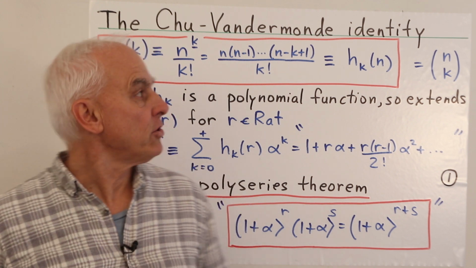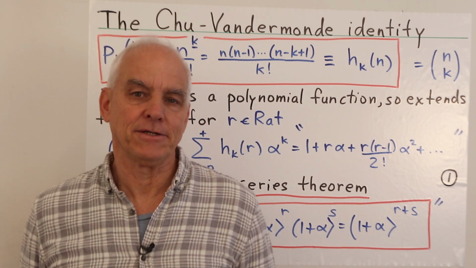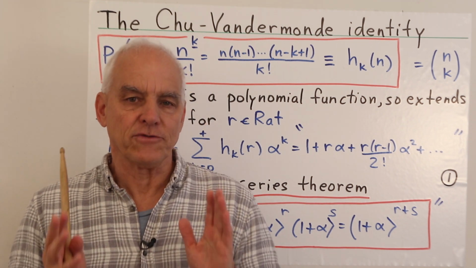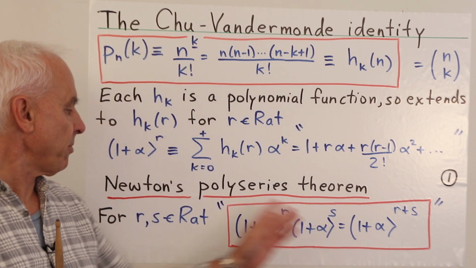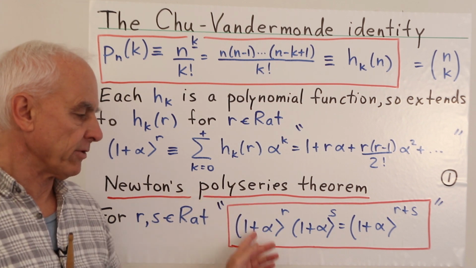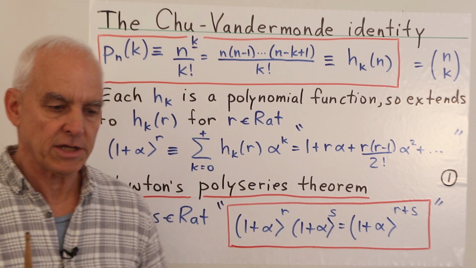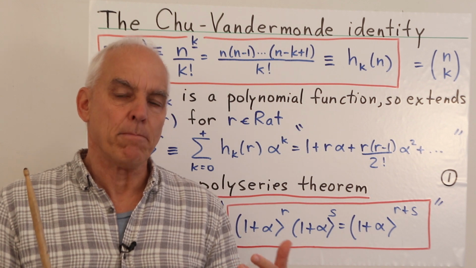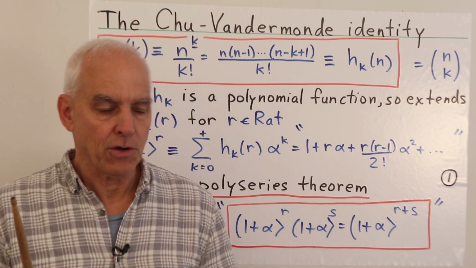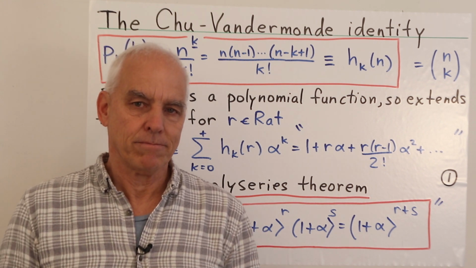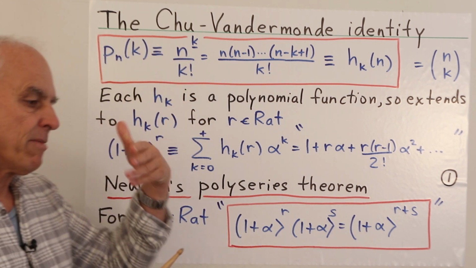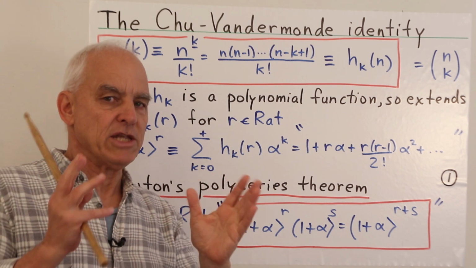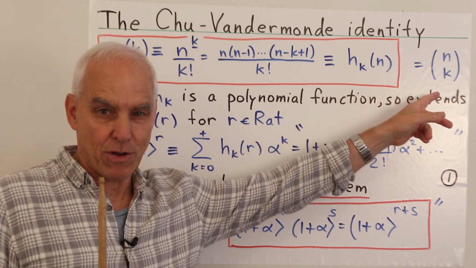We're going to talk about the Chu-Vandermonde identity today, in the context of trying to establish this very important relationship that we call Newton's Polyseries theorem, which is a sort of foundation for the modern theory of power series, or we'll prefer to say Polyseries. Okay, so let's start off with a reminder of the two different ways we have of thinking about binomial coefficients.